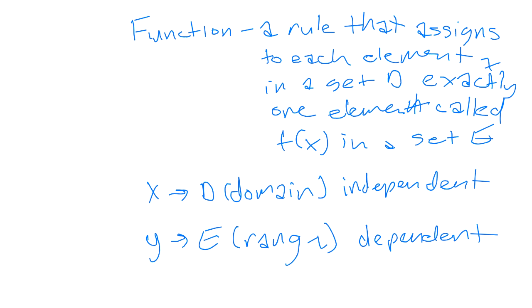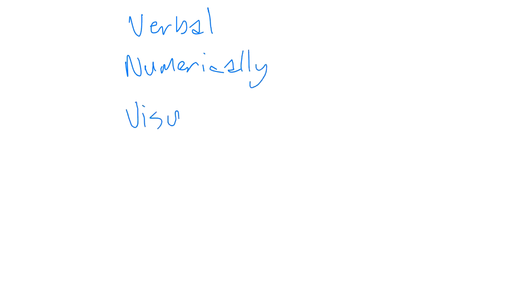All right. So now that we have that out of the way, let's discuss the 4 ways we can represent a function. We have verbal, numerically, visually, and lastly, algebraically.